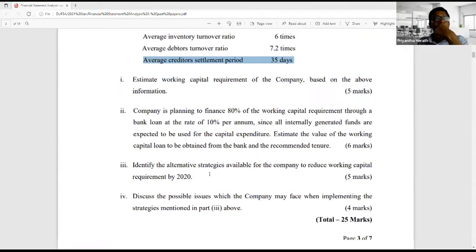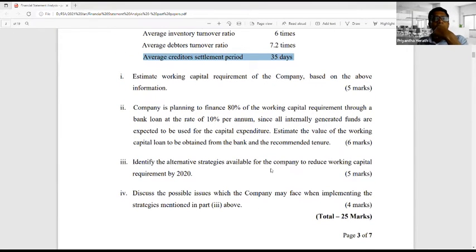Right. Identify the alternative strategies available for the company to reduce working capital requirement by 2020. Can you see the question paper? Yes, can see. So they originally estimated their working capital requirement, and now they say it's too much. Therefore they need to reduce it. And what are the possible strategies?